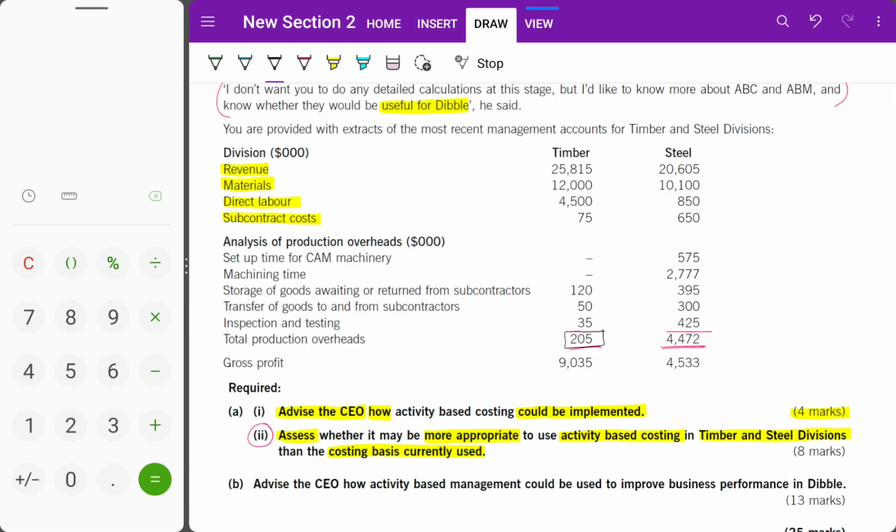Okay, so the total overheads are 205,000, right? And if you divide it with the total cost, which is this one, 12,000 plus 4,500 plus 75 plus these 205, because this is also part of your total cost now.